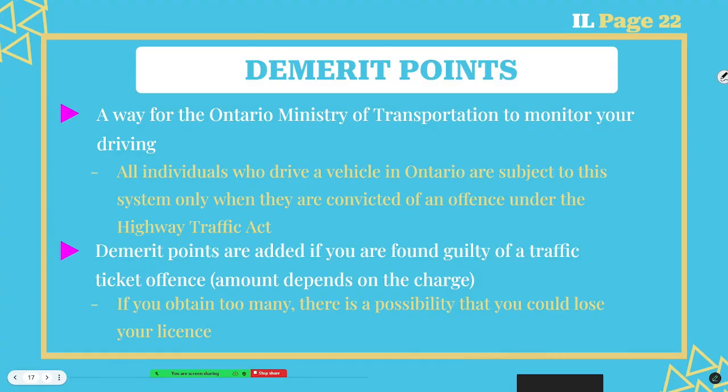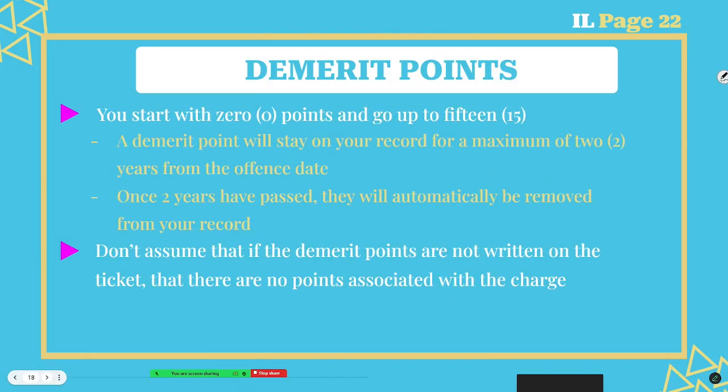It looks like this. Demerit points are added if you are found guilty of a traffic ticket offense. Now, how much is added, the amount, depends on the charge. Everyone starts with 0, you add them up. Kind of like golf, you want the lower score. You want nothing. If you obtain too many points, there is a possibility that you could lose your license.